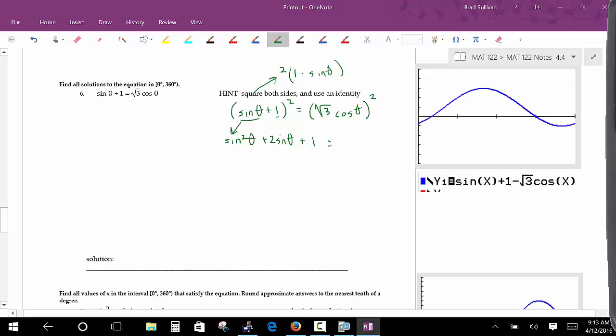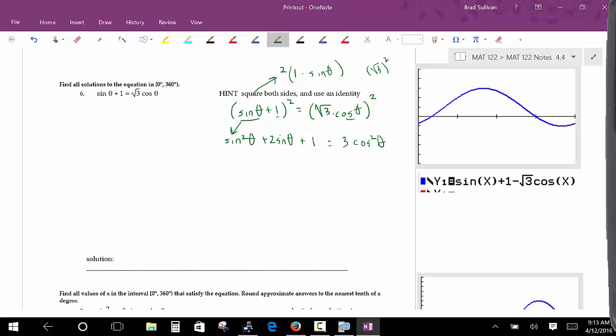Now when we do the right side, this is not a FOIL problem because that's not square root of 3 plus or minus something. So you just do this. What is the square root of 3 squared? 3, okay. And then cosine squared is cosine squared theta. So a lot of times I see students on a problem like this, they mess up with the algebra more than the trig. So you've got to get everything multiplied out correctly.